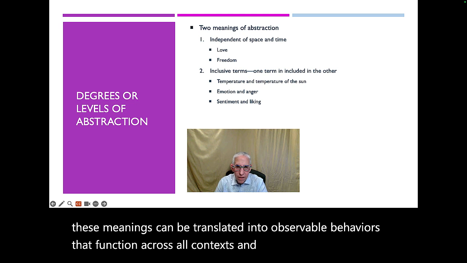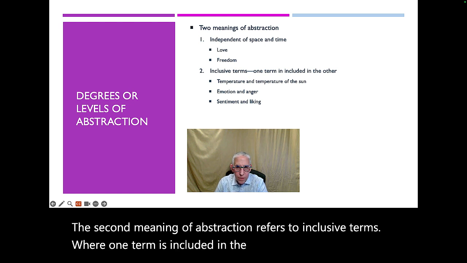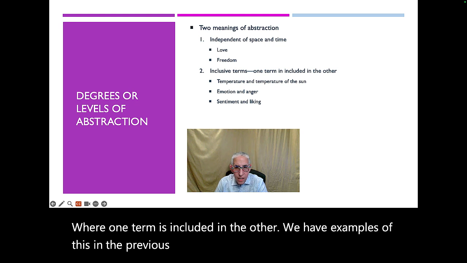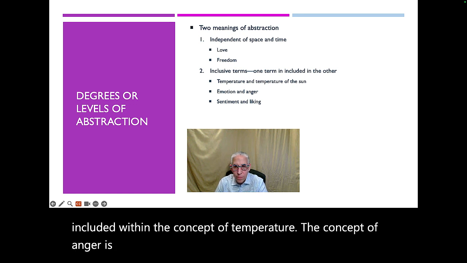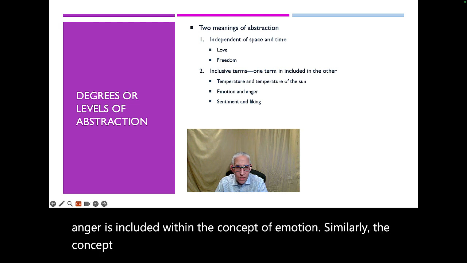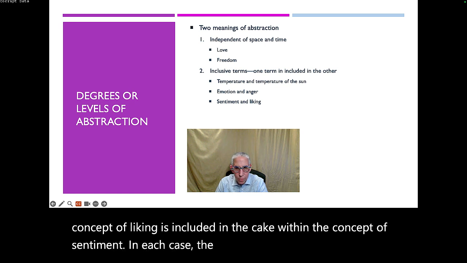The second meaning of abstraction refers to inclusive terms, where one term is included in the other. We have examples of this in the previous slide. The temperature of the sun is included within the concept of temperature. The concept of anger is included within the concept of emotion. Similarly, the concept of liking is included within the concept of sentiment. In each case, the more abstract term includes the more concrete term.